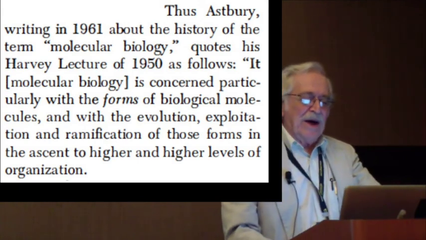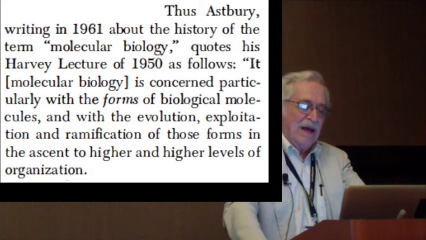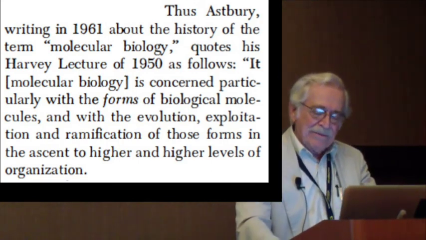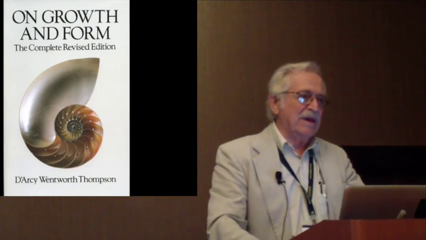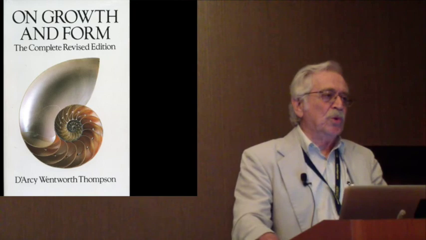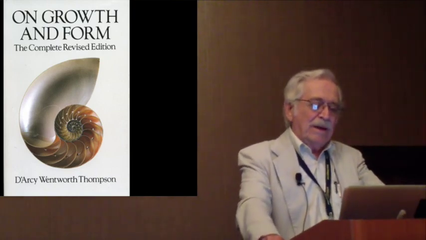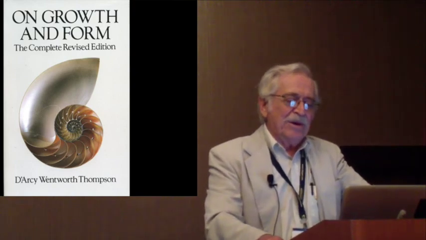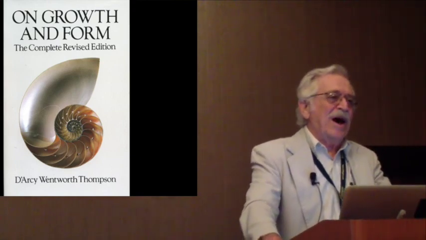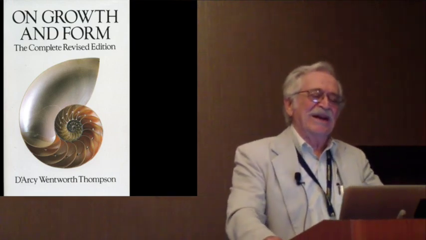with what Astbury defined as molecular biology, he said it's concerned particularly with the forms of biological molecules and with the evolution, exploitation, and ramification of those forms in the ascent to higher and higher levels of organization. But the higher levels of organization, I'm sure what he was thinking of was D'Arcy Thompson. D'Arcy Thompson's Growth and Form had profound influence on the British School of Molecular Biology. The first edition was 1917, the second edition was 1941, and it's full of wonderful information about biological structure. It doesn't have anything to do with atoms or molecules. So I figured that the future was really the higher levels of organization, and we should not exclude that from names.